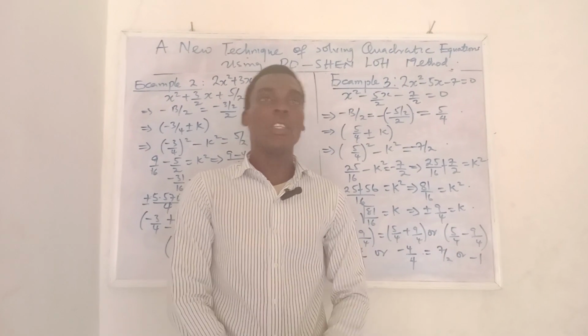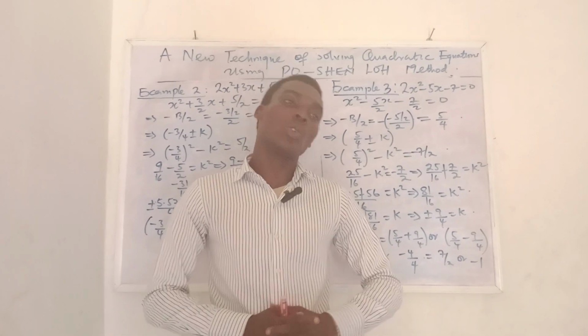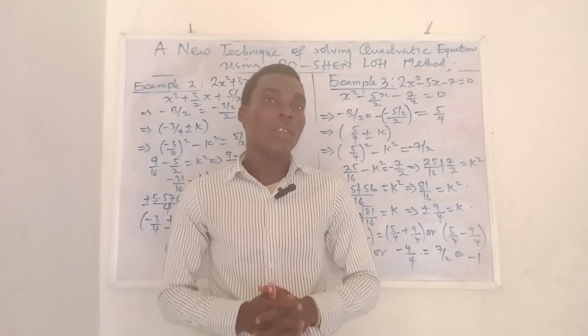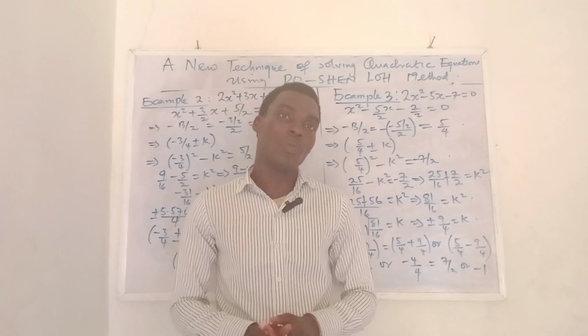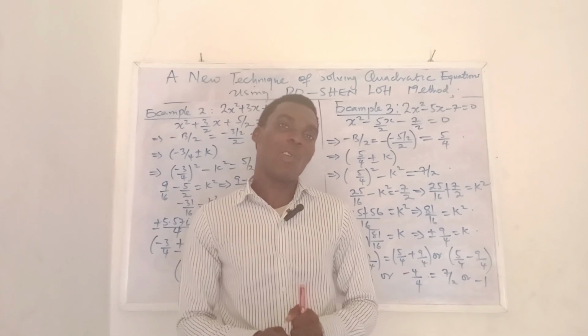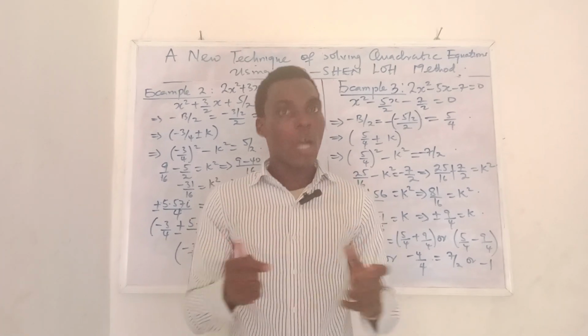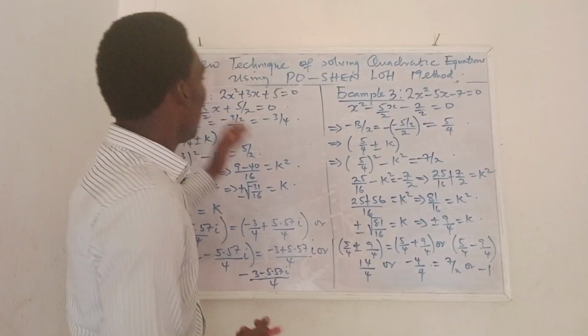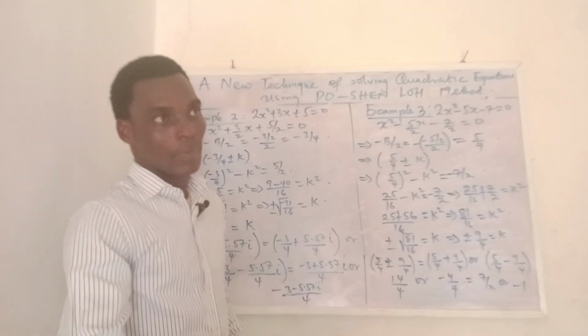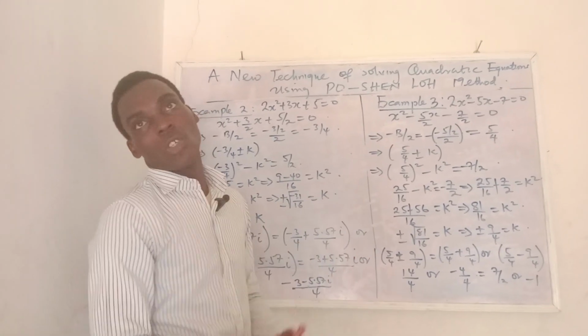Now, in our previous video, we explained how to implement the Lo's method for solving quadratic equation. And we looked at an example where our A was equal to 1. So now we're going to be looking at a situation whereby the value of our A is greater than 1. How do we solve such problem?